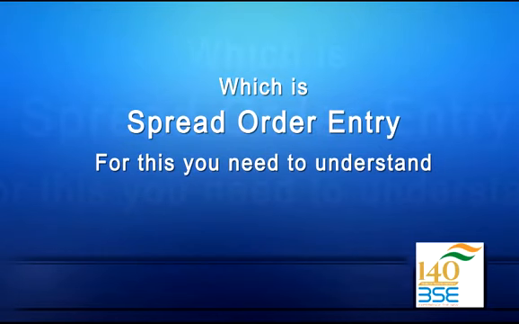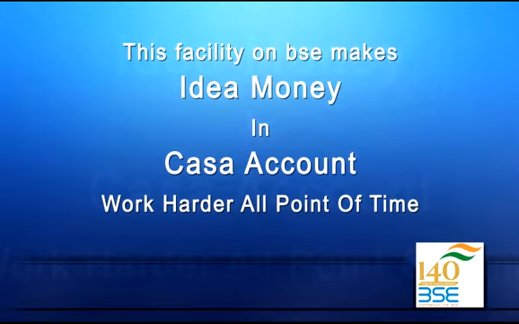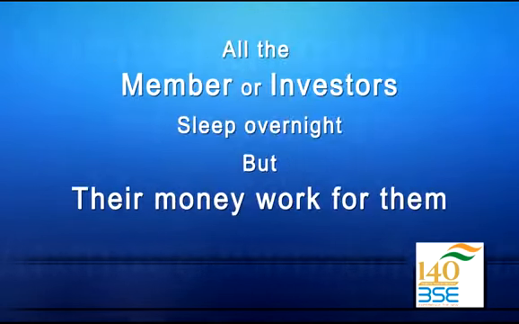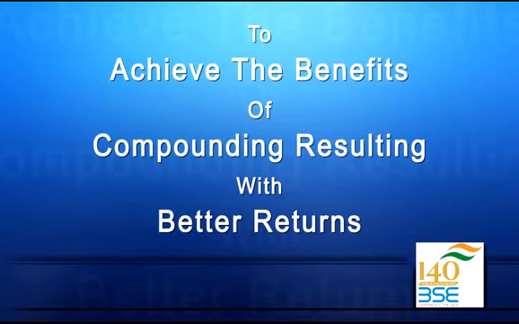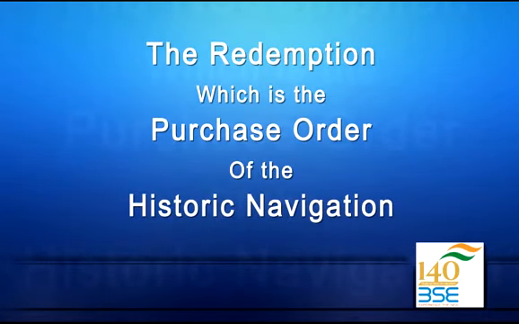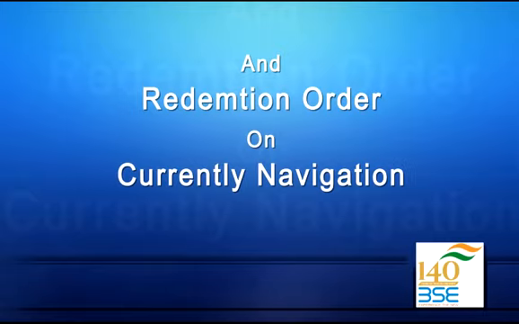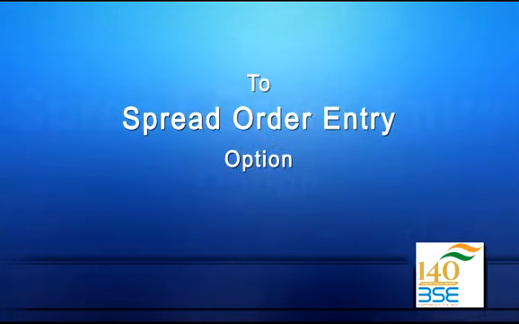For this, you need to understand the functionality of the overnight liquid fund product. This facility on BSE makes idle monies in CASA accounts work harder at all points of time. Although a member or investor sleeps overnight, their monies work for them. Rolling over the idle monies in CASA accounts is done to achieve the benefit of compounding, resulting in better returns. The purchase and the redemption orders get created simultaneously. The purchase order is on historical NAV and the redemption order is on the current day NAV. Hence, we create a spread of one day with a single order entry through the spread order entry option.